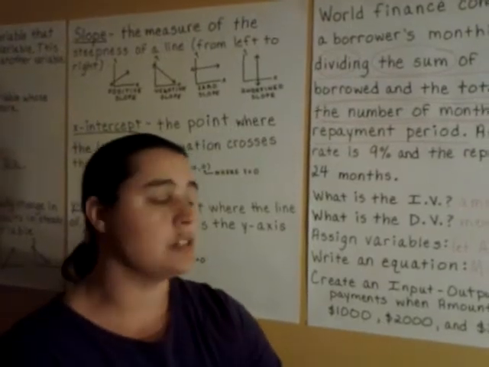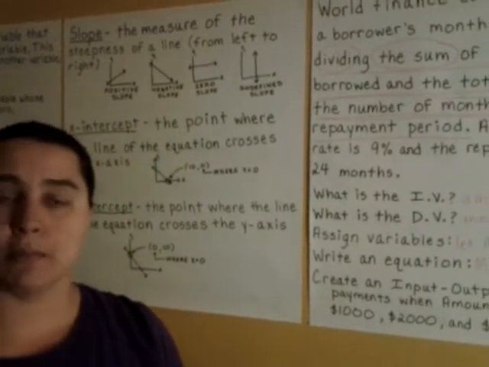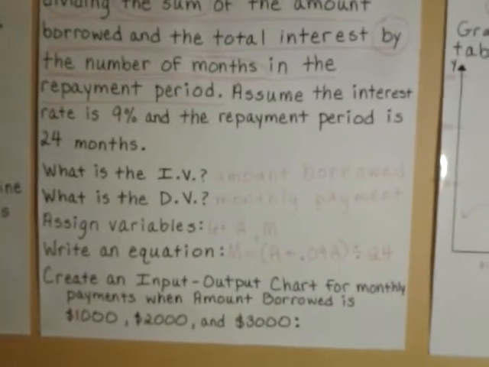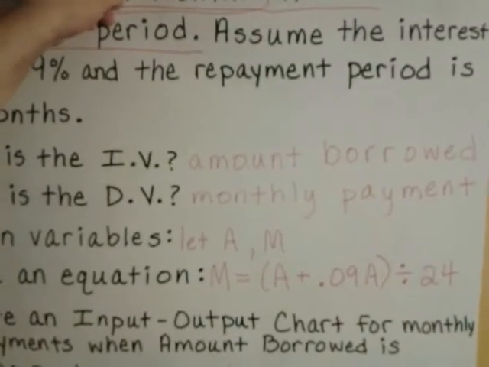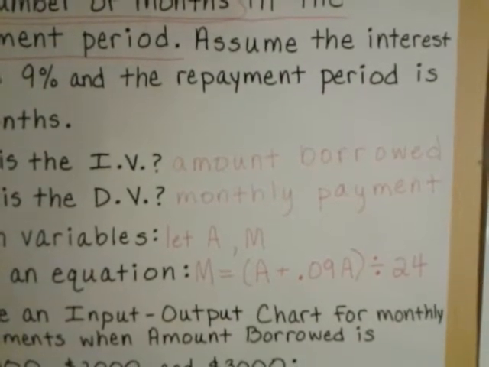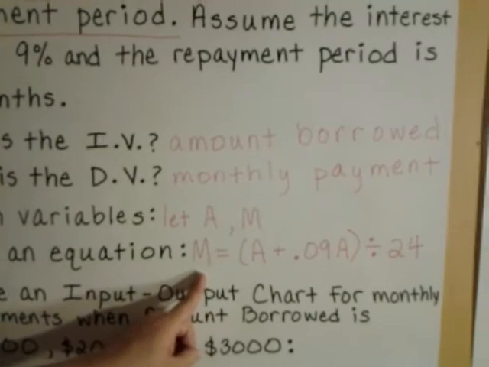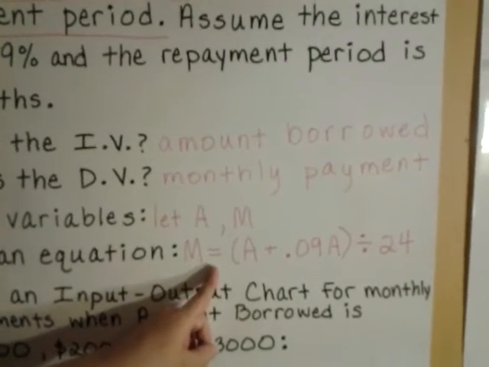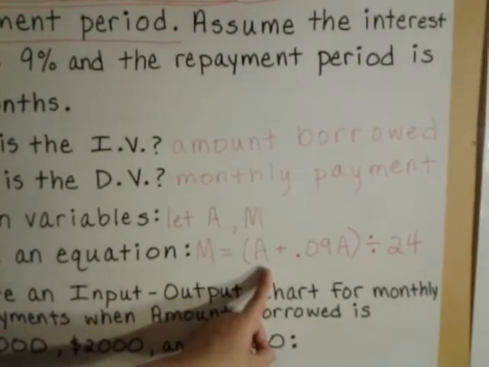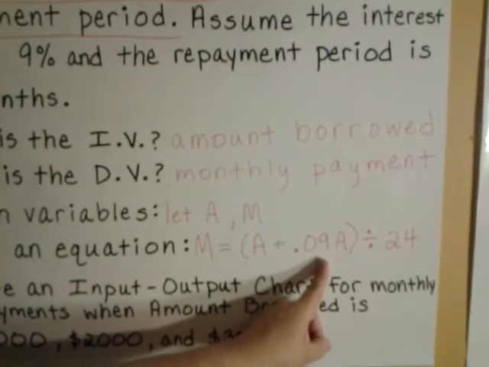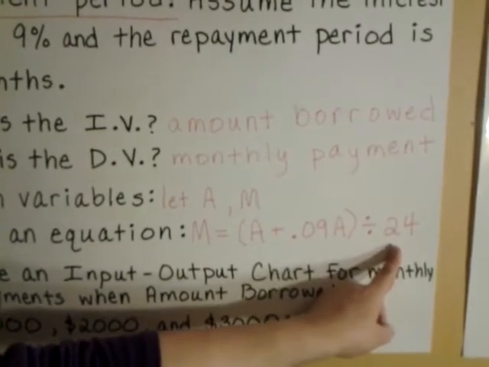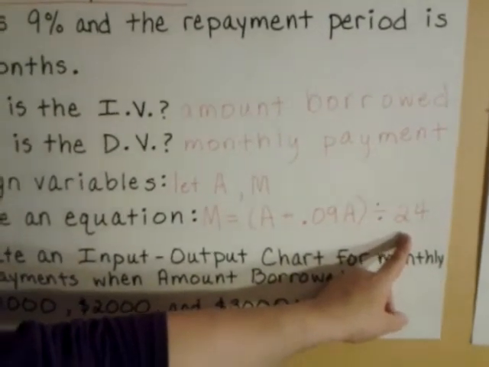We can write an equation to express the relationship between amount borrowed and monthly payment. We're told that the monthly payment is calculated by dividing the sum of the amount borrowed and the total interest by the number of months in the repayment period. Therefore, M, our monthly payment, is equal to the sum of amount borrowed, A, and the interest, that's 0.09 A, and we're going to divide this by the number of months in the repayment period, which we assume is 24 months.